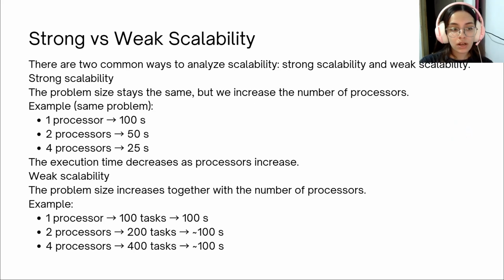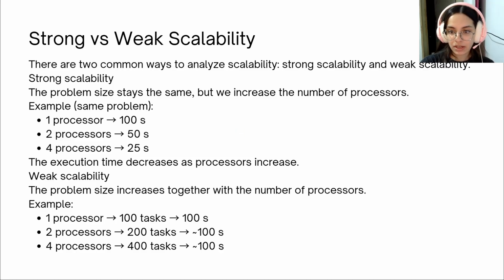Now, there are 2 main ways to evaluate scalability. So we have strong scalability and weak scalability. Strong scalability occurs when the problem size remains the same, but we increase the number of processors. In this case, we expect the execution time to decrease as more processors are added. For example, one processor, 100 seconds, 2 processors, 50 seconds, 4 processors, 25 seconds.